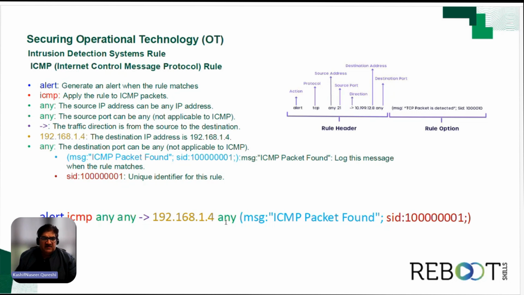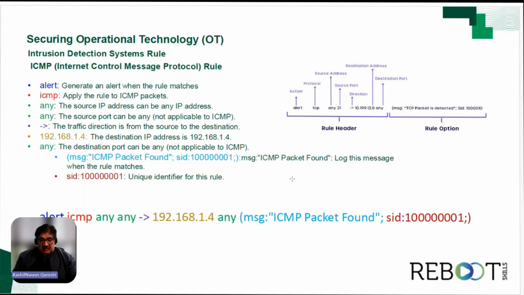And then we have the rule options here, the last section of this rule. Here we can write our message, that ICMP packet found. You can write any message here. It's totally up to the administrator, up to the security expert. So you can add any message here.